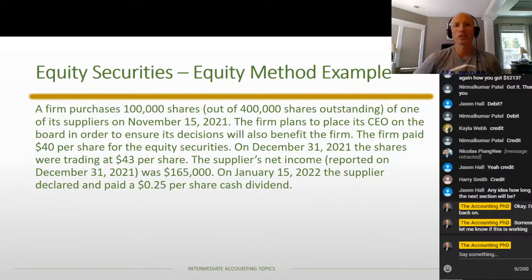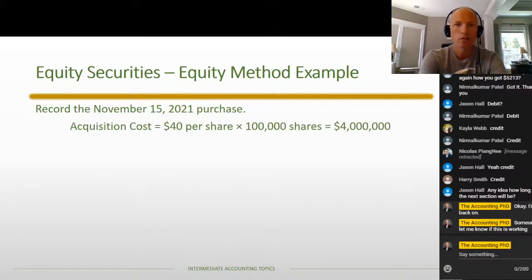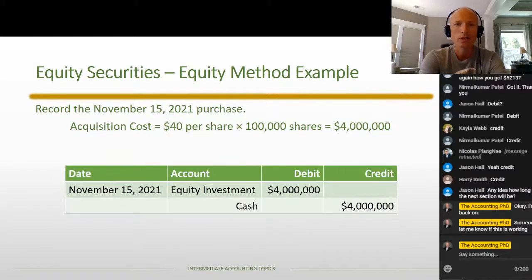All right, so we have 100,000 shares out of 400,000 of its suppliers. They place its CEO on the board, exercise influence, all that stuff, making it clear this is an equity method type of problem. They paid $40 per share. I give you information about the fair value, but I want you to understand that $43 is there, but it's irrelevant. We have to think about what's going to affect the retained earnings. That's the key. All right, so let's record the purchase. Hopefully that's easy. $40 per share times 100,000 shares is $4 million. So we're going to debit our equity investment $4 million, and we're going to credit cash $4 million. Hopefully that's easy.